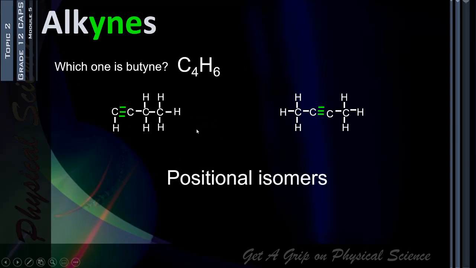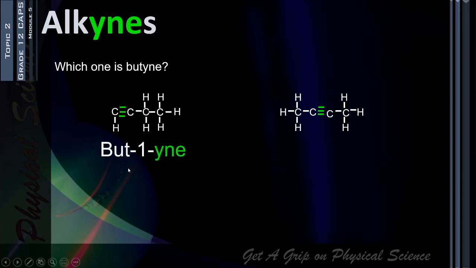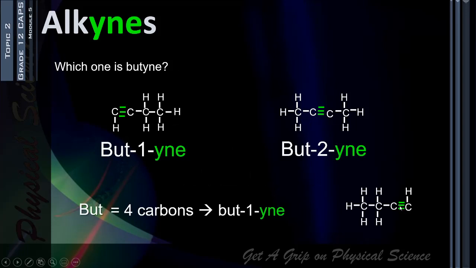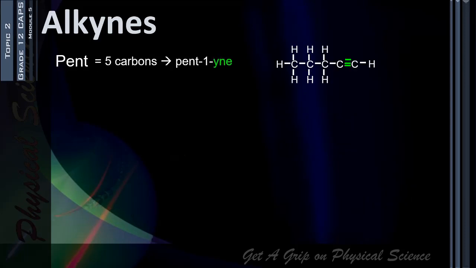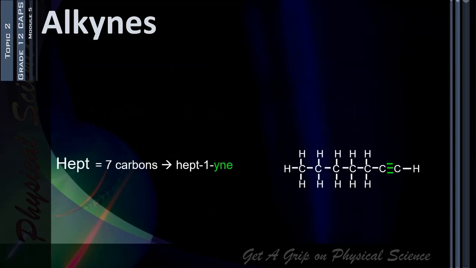Similar to the alkenes, when we get to 4 carbons, we have positional isomers where the triple bond can be on carbon number 1 or carbon number 2. So we have to distinguish with the name that the triple bond is on the first carbon or the second carbon. So with the triple bond on the first carbon, we will have a name of but-1-yne. So for the alkynes with 5, 6, 7, or 8 carbons, we use the stem names pent, hex, hept, and oct.